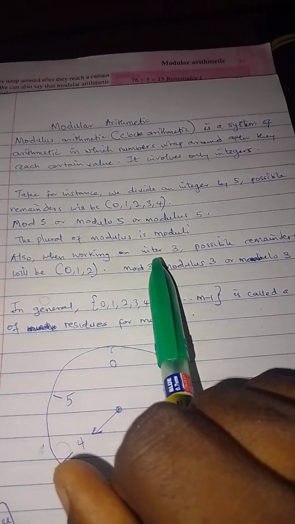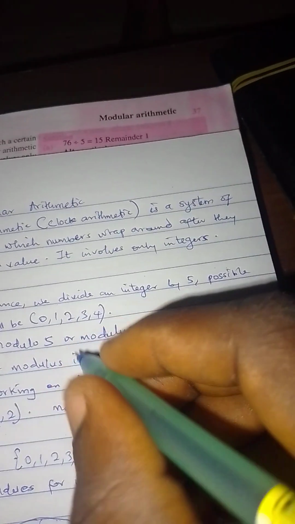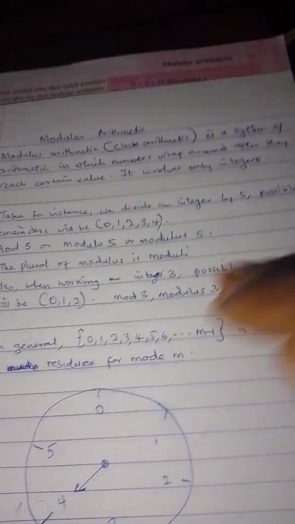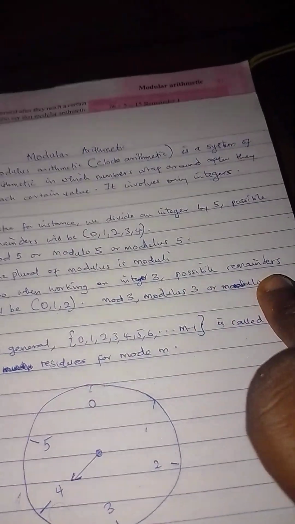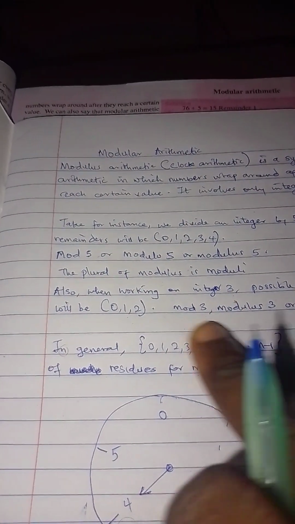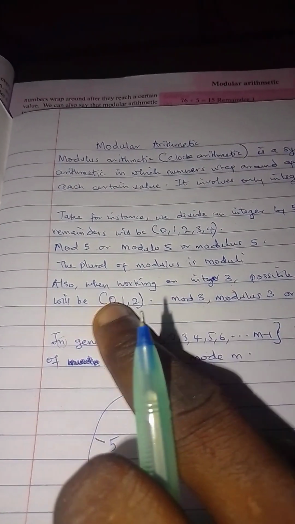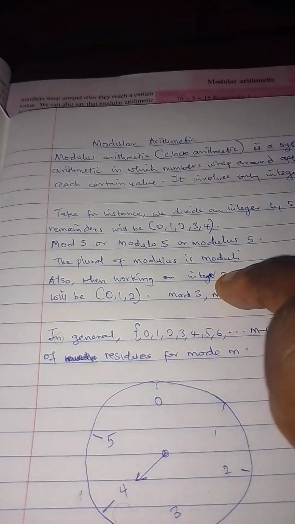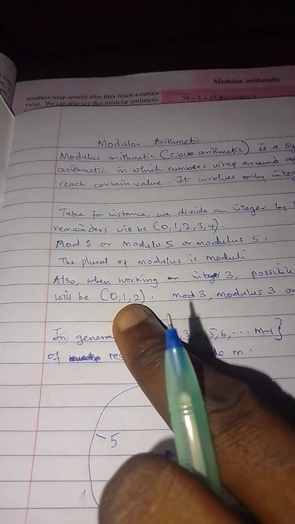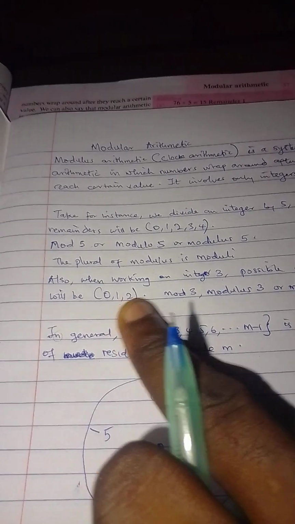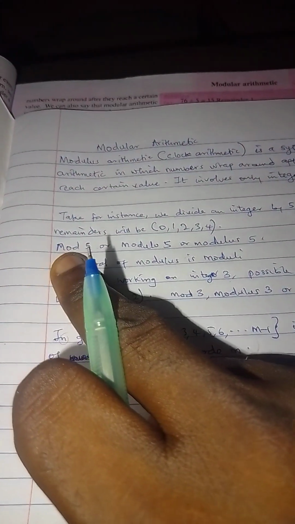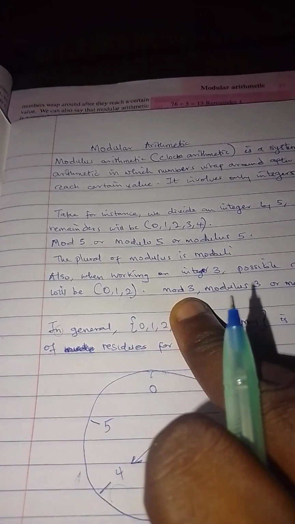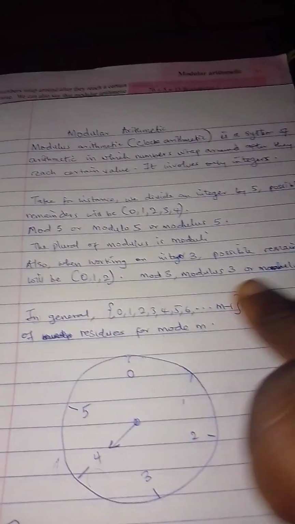Also, when working on integer 3, I had to shorten this. What I meant to write there is integer, I-N-T-E-G-E-R. When working on integer 3, what are the possible remainders? 0, 1, and 2. Why? Because when we are working on any integer, subtract 1 from that integer and you will get the highest possible value of the residue or remainder. So, just as we name this mod 5, modulus 5 or modulo 5, we can also name this mod 3, modulus 3 or modulo 3.